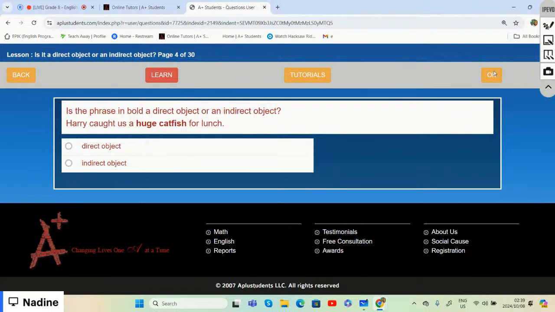All right, the next one says Harry caught us a huge catfish for lunch. We need to say if that is a direct object, option one, or an indirect object, option two. Huge catfish, option one or option two.